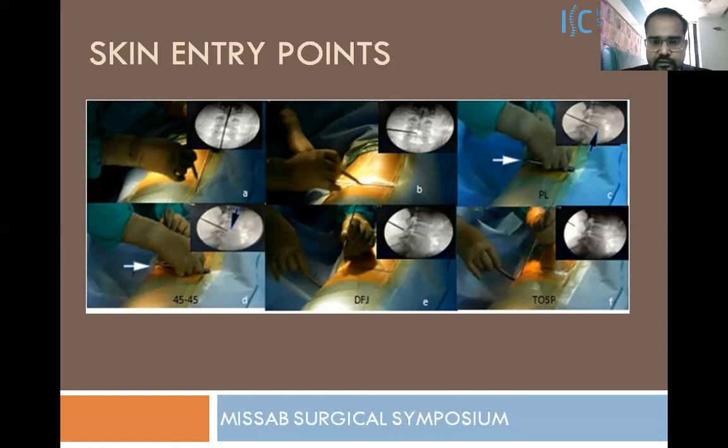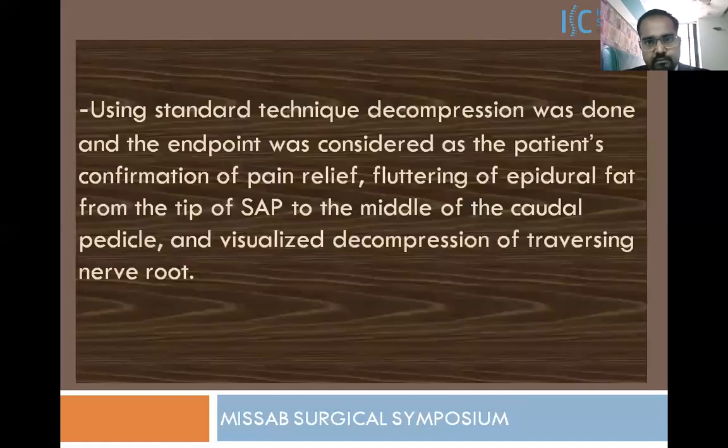E and F, the dorsal of facet joint and the tip of spinous process, are directly marked on the lateral views. The standard decompression technique was used, and the end point was confirmation of pain relief, as the patient is under local anesthesia, fluttering of the epidural fat from the tip of the superior articular process to the middle of the caudal pedicle. That is the extent of the nerve root, and the visualized decompression of the traversing nerve root.